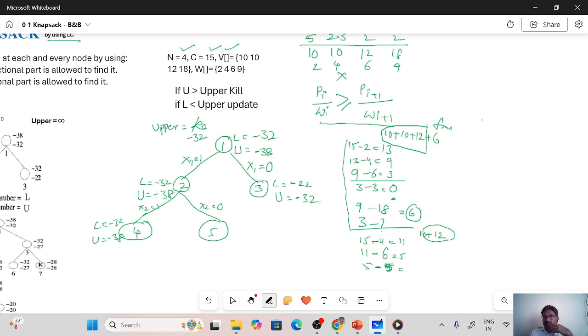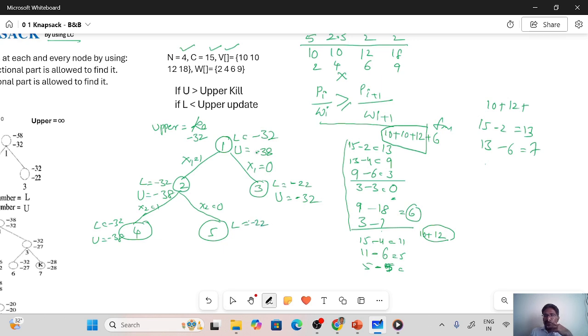So my initial capacity is 15. First item placed, free space is 13. Profit is 10 as of now. Second item not considered. Third item, 6. 12 plus. What about 13 minus 6? 7. So fourth item fully, 8, possible? No. So the L value is minus 22.